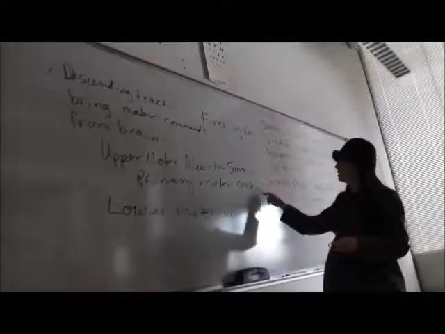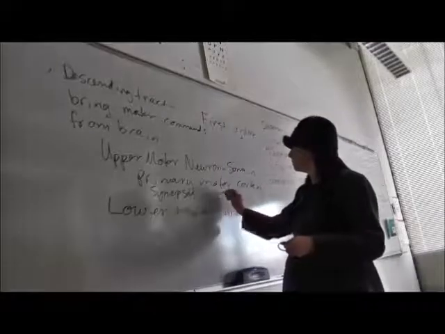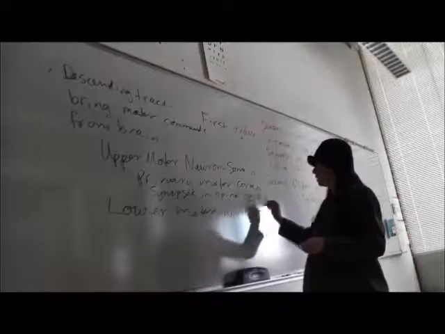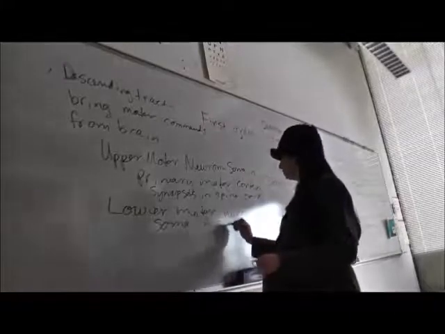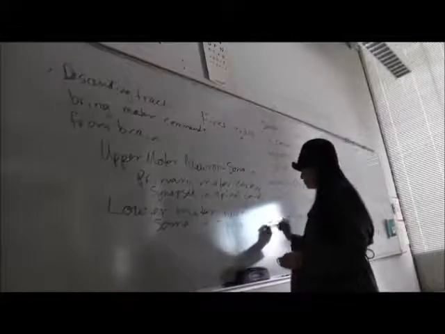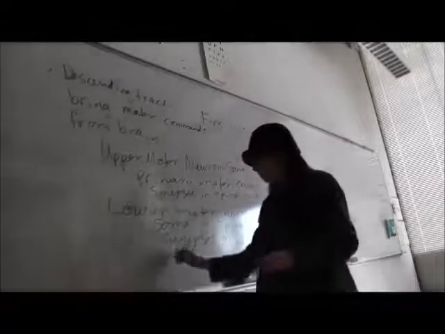So we can say that the upper motor neuron synapses in the spinal cord. So our lower motor neuron, its soma, is in the spinal cord, and it synapses on a skeletal muscle. So this would be how our peripheral somatic nervous system is going to work. Our peripheral autonomic nervous system uses a chain of two neurons down here, so it's slightly different.